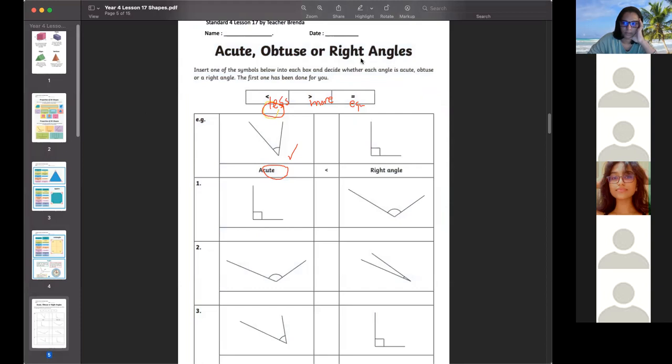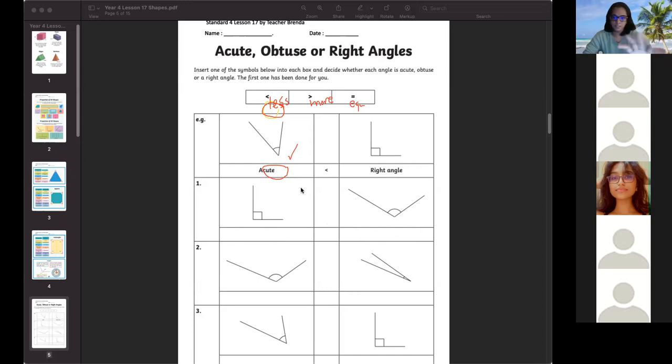Okay, 1 minute. Can you guys start writing down what the angles are here? Say, for example, number 1, it's a right angle. So write down the word right. And then on the other side, it's an obtuse angle. So you write down the words obtuse angle. Then you write whether between the right angle and the obtuse angle, is it smaller or is it bigger than the obtuse?